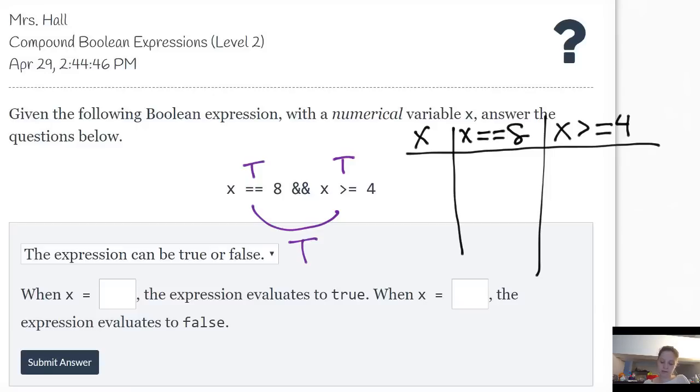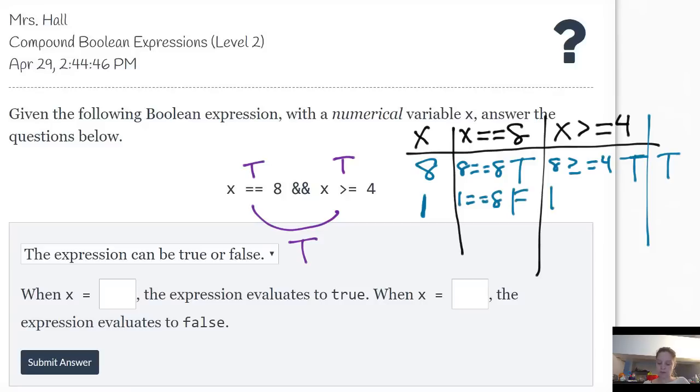So if x is 8, then 8 is equal to 8 is true, and 8 is greater than or equal to 4 is also true. So the and, when you put true and true together, you get true. What if x was, say, 1? Let's try this. 1 is equal to 8, that is false. 1 is greater than or equal to 4 is false. And when I do false and false, I get false.